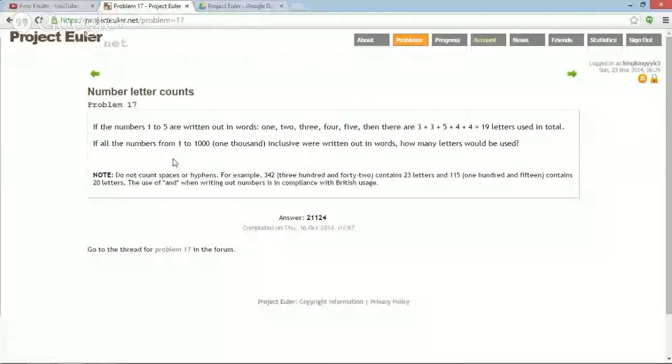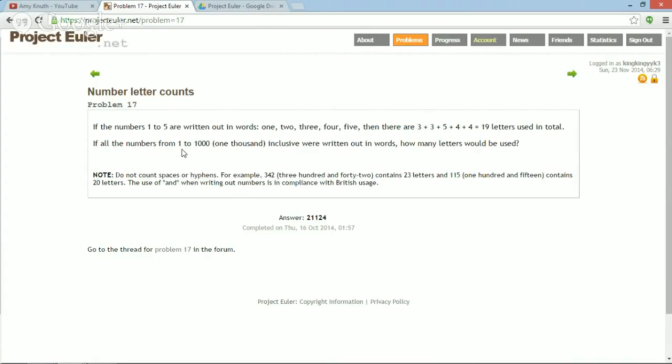If the numbers 1 to 5 are written out in words: one, two, three, four, five, then there are 3 plus 3 plus 5 plus 4 plus 4 equals 19 letters used in total. So if all numbers from 1 to 1000 inclusive were written out in words, how many letters would be used?